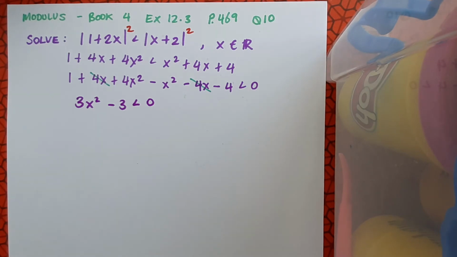Now, I can make life a bit easier for myself here, as I would normally do with a quadratic. I look across it and I think to myself, are there any common factors in the terms? And in this case, the common factor is 3, so I can divide across by 3. And so I'm going to end up with x squared minus 1 is less than 0. So it's a quadratic, but it's a difference of two squares quadratic, obviously. So I'll need to factorize that.